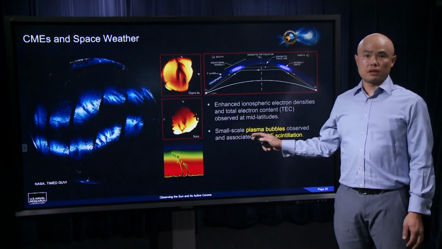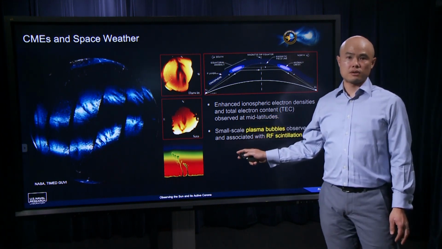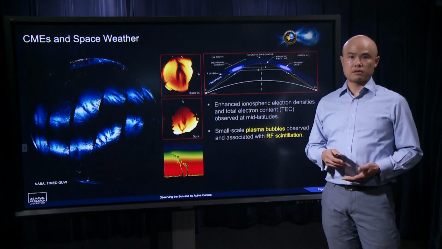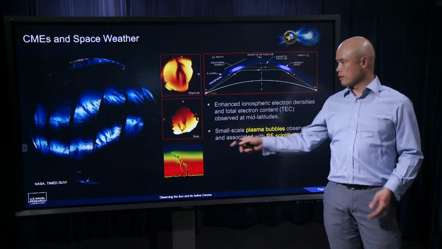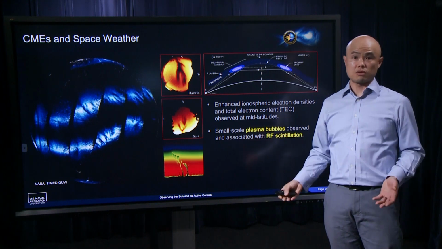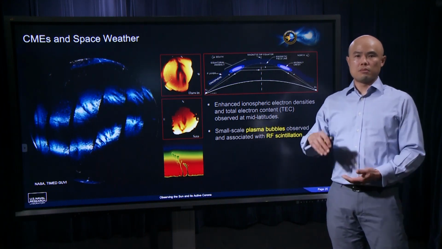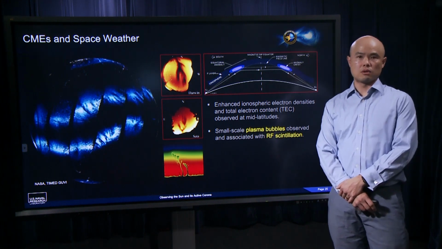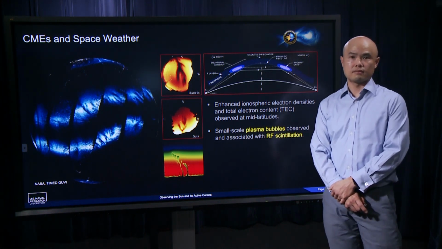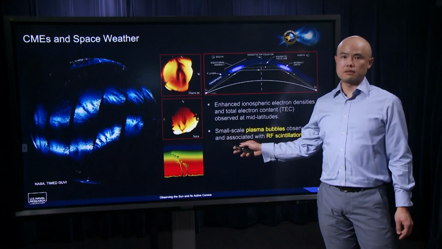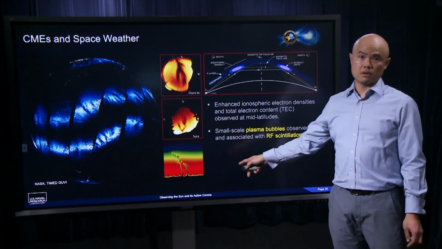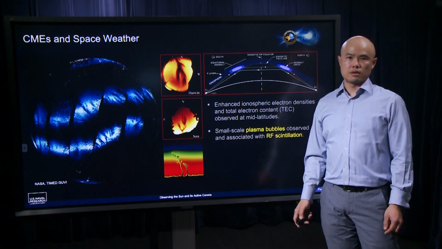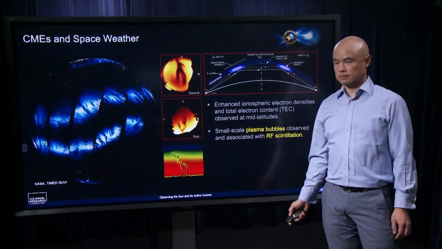This highly perturbed structure of the ionosphere creates problems for anyone or anything that would like to pass a radio wave from below the ionosphere, say from the ground, to a point above the ionosphere, for example, to a GPS or communication satellite in space. And indeed, these plasma bubbles that we see here are strongly associated with the phenomenon known as radio frequency scintillation.